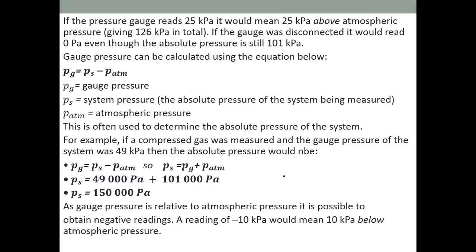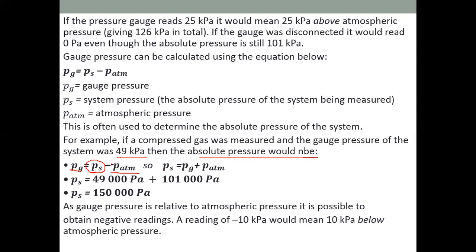So for example, there is an example over here. Let's say the gauge pressure of the system is 49 kilopascal. To find the absolute pressure, what are you going to do? You know that the atmospheric pressure is 101,000, right? The gauge pressure is 49,000. And we are going to find the absolute pressure, Pabs.